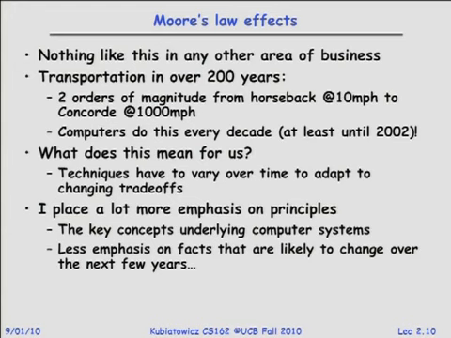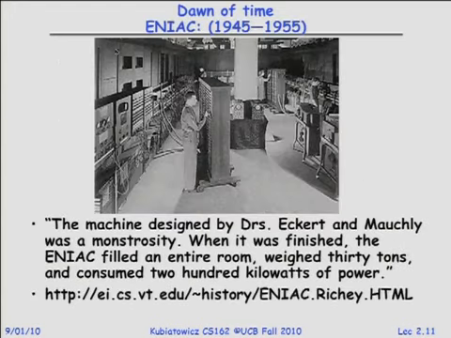Now, does anybody know what it was for? Yeah, artillery trajectory. Yes. So it turned out that this was right around the middle of World War II, and what they designed this for was to figure out how to fire shells, and the trajectories were actually very complicated. This machine was not a von Neumann style machine. To program it, here's the programmer, and what he's doing is patching cables to make this thing work.